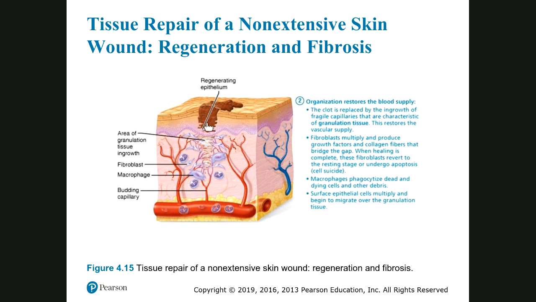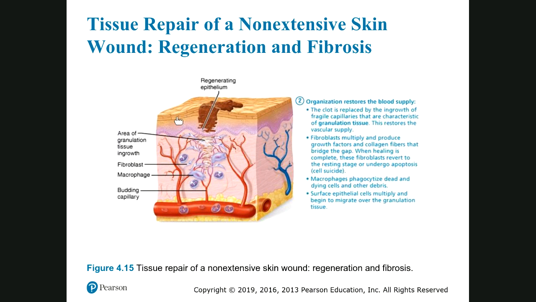The blood clot is replaced by the ingrowth of fragile capillaries that are characteristic of granulation tissue that you see here. This restores the vascular supply. Our fibroblast cells, those immature cells, are going to produce collagen fibers that is going to bridge the damaged edges of the injured tissue. When healing is complete, the fibroblasts will revert back to their resting stage or undergo a process called apoptosis, which is cell suicide. The macrophages, the very large cells, are going to continue to eat dead and dying cells and eat up any other debris that entered into the site.